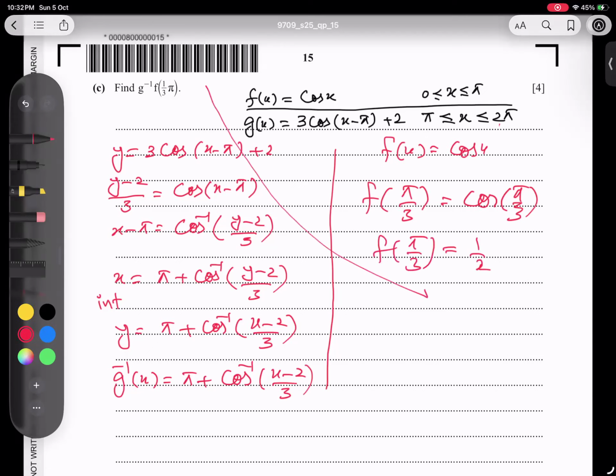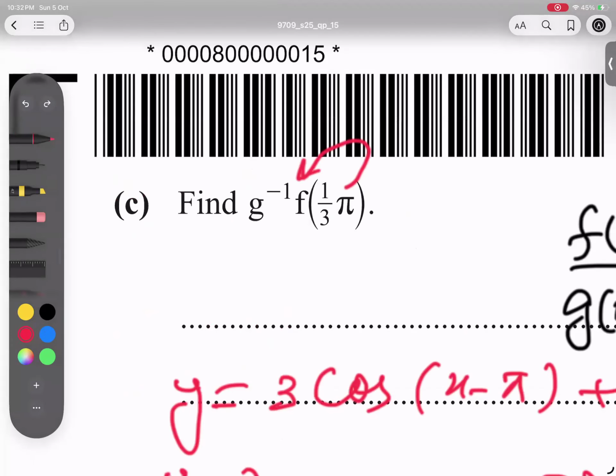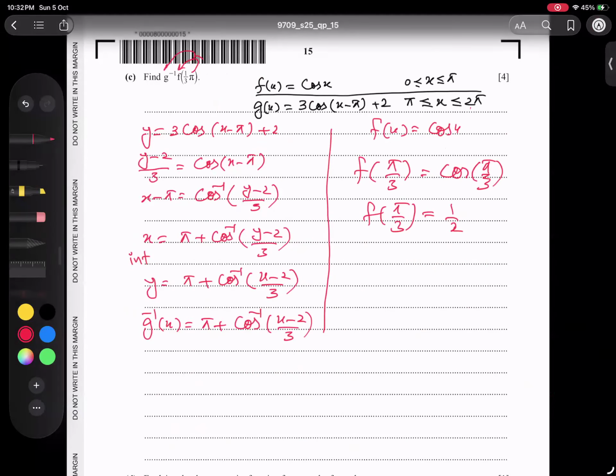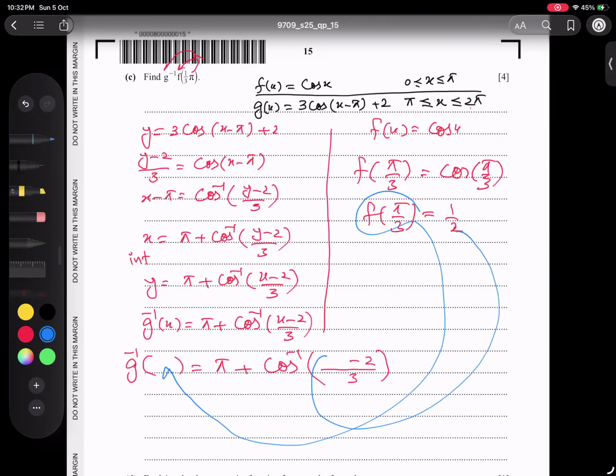This will go in f, and the complete value goes into g inverse. So it means I will write g inverse, and wherever I have x left and right, I will leave empty spaces. Check it, students. So here, I'm writing f of pi by 3, and here I'm writing 1 over 2.